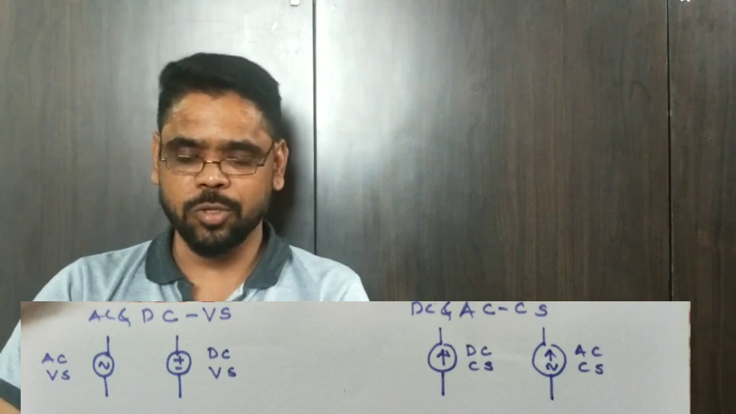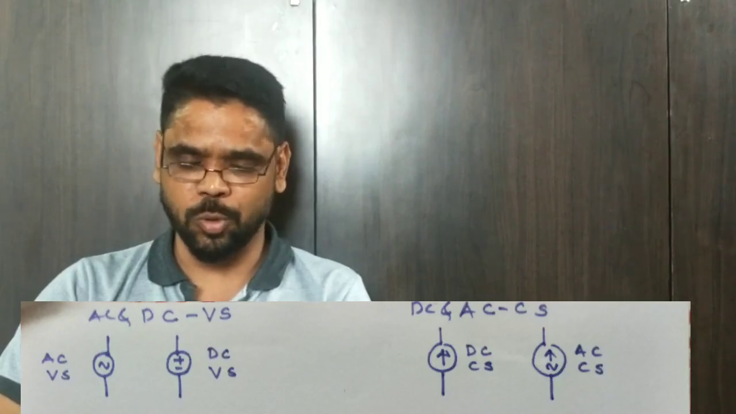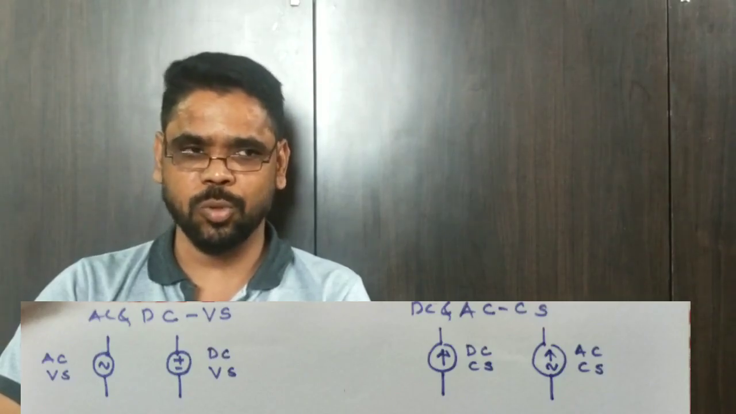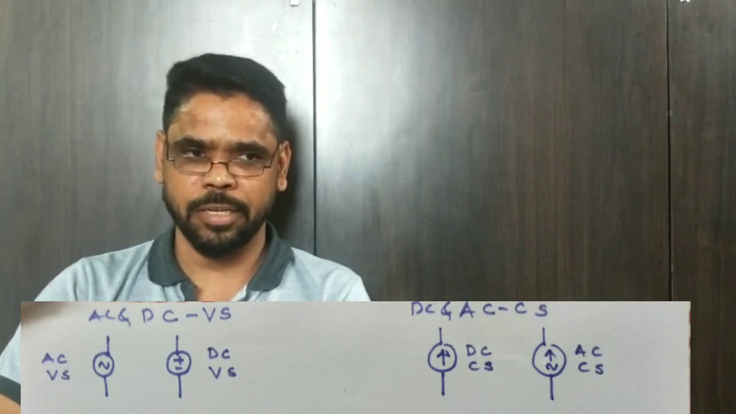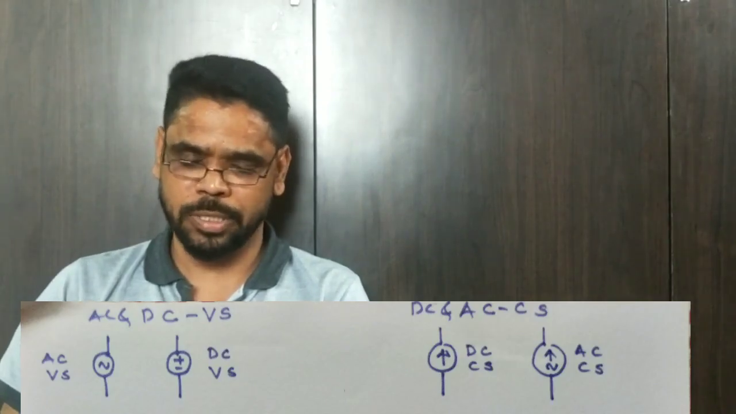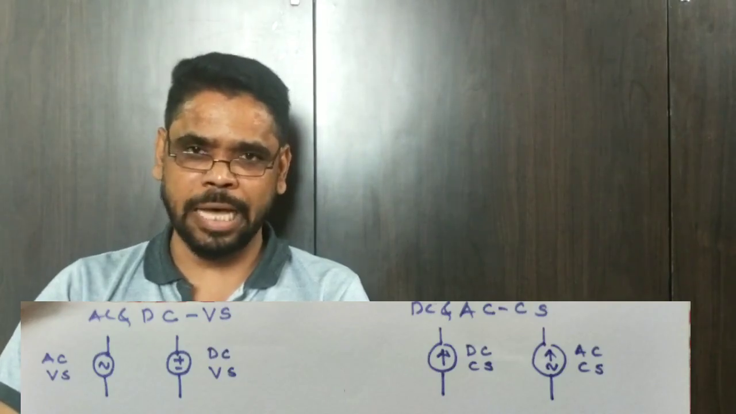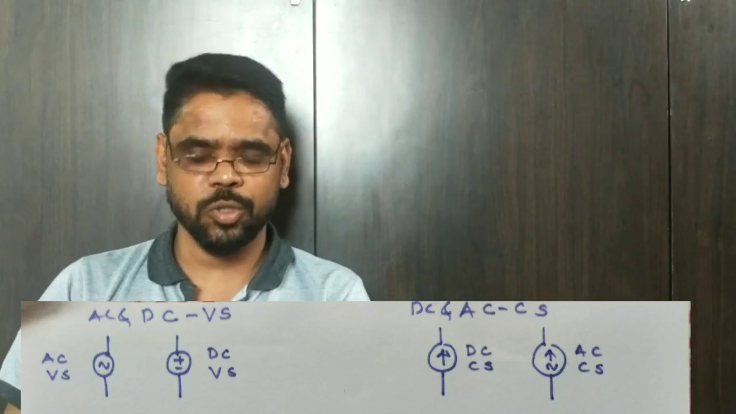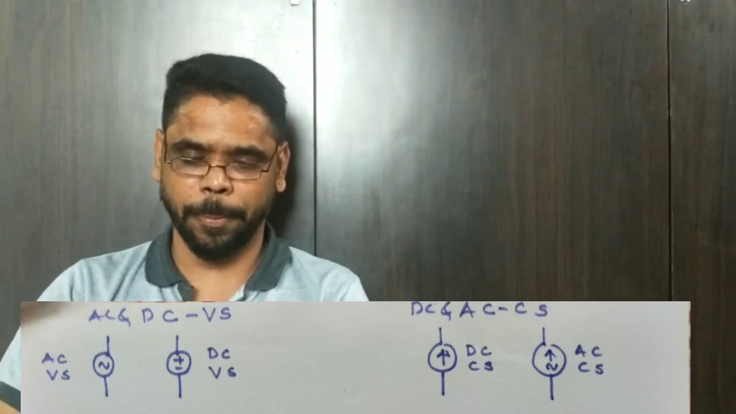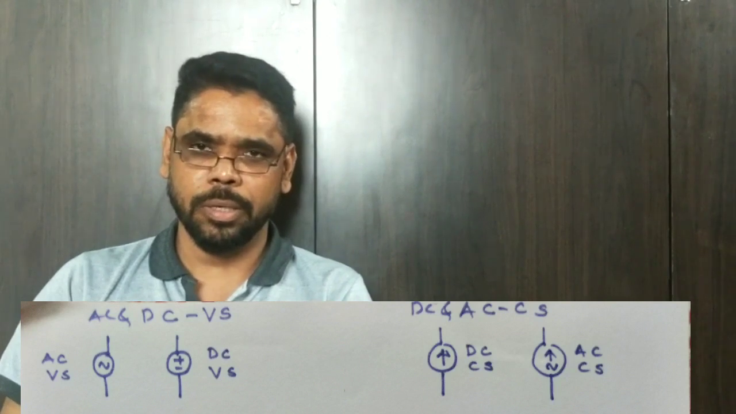Similarly, a current source is also DC or AC. The DC current source is shown by a symbol with a circle and an arrow inside it. The arrow indicates the direction of current given by the current source. That is a DC current source. Whereas in case of an AC current source, along with the arrow, a sinusoidal symbol is shown. That is an AC current source. Now this is about the independent voltage and current sources.